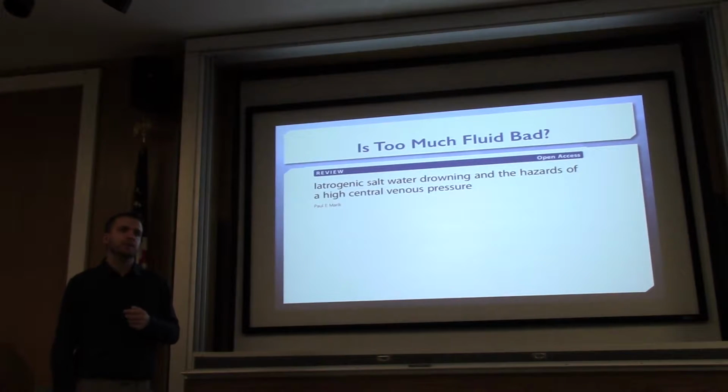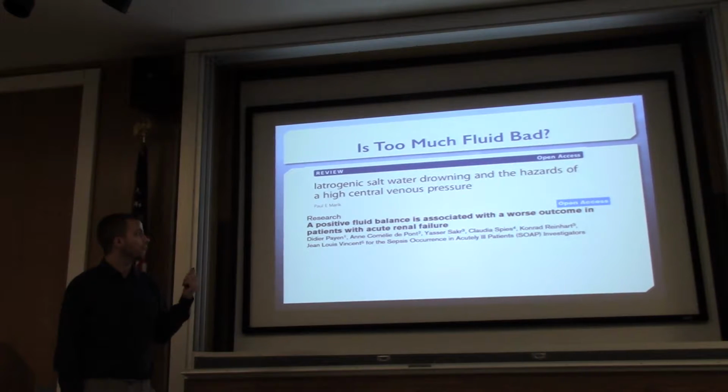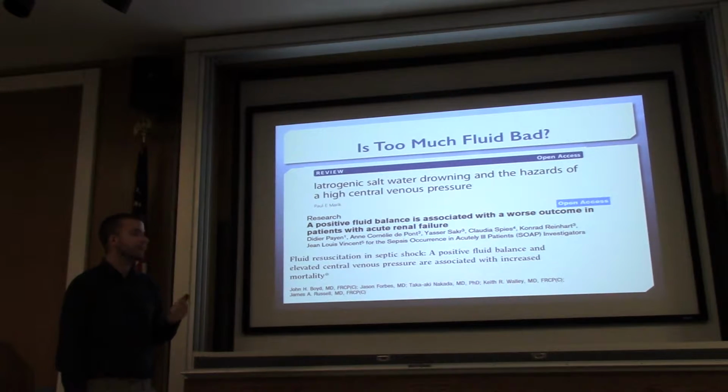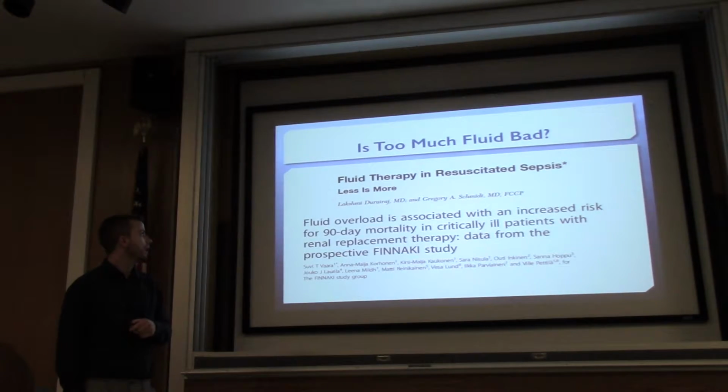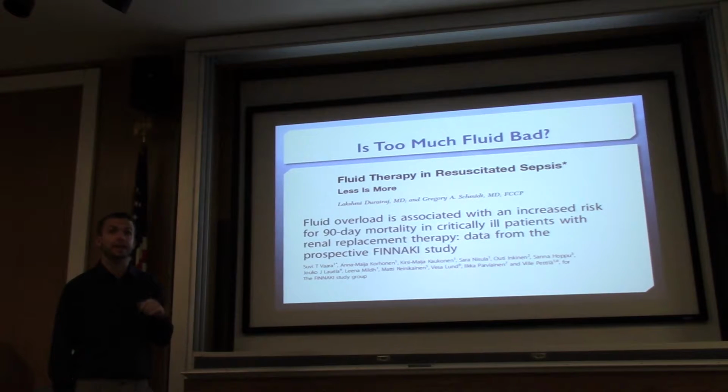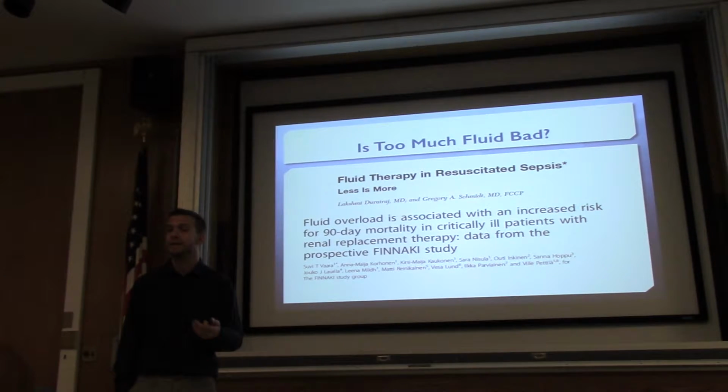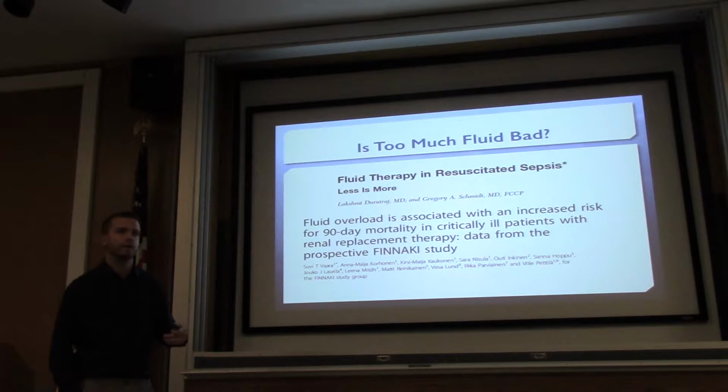So there's all these papers that have come out in the last couple of years, and this is just a small sample of it. Worse outcomes with hypervolemia. Fluid resuscitation, positive fluid balance leads to worsening shock, worsening kidney injury. Fluid therapy, less is more. The Vincent study that showed increased mortality. So yeah, the data is all out there that says if you have a positive fluid balance during your stay, you have an increased mortality. So it's a big deal whenever we start resuscitating these people, that we resuscitate them appropriately.